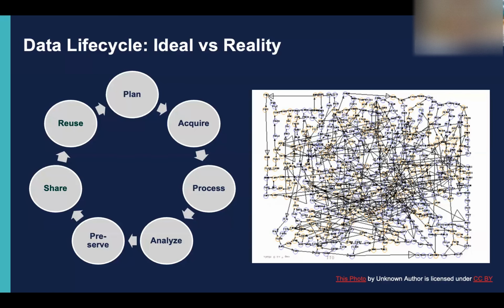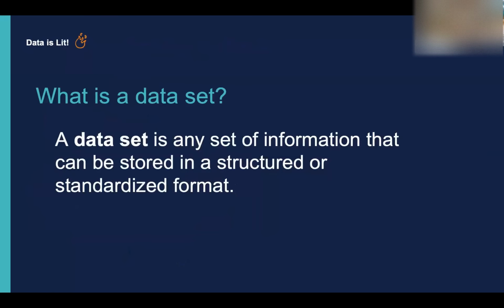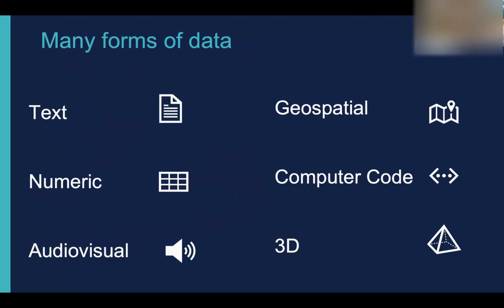All right, so what's a data set then? Really, we think of it as any set of information that can be stored in a structured or standardized format. And it can come in any number of forms. So there's text and geospatial and numeric, computer code, 3D data, audiovisual. So text data, maybe some of you are analyzing social media discourse. That's text data. Some of you might be in literature and analyzing Victorian romance novels.